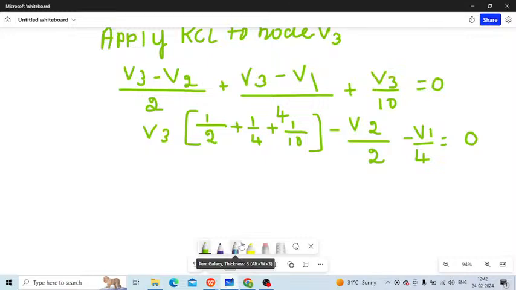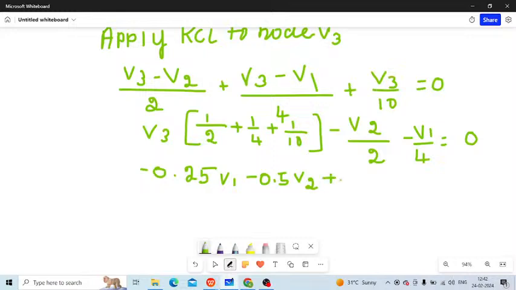You will get it as minus 0.25 V1. You can see that this is minus 0.25 V1 because it's 1 by 4. And it is once again minus 0.5 V2 because 1 by 2 is 0.5, and plus what is V3? V3 is nothing but 0.85 V3, which is equal to 0.